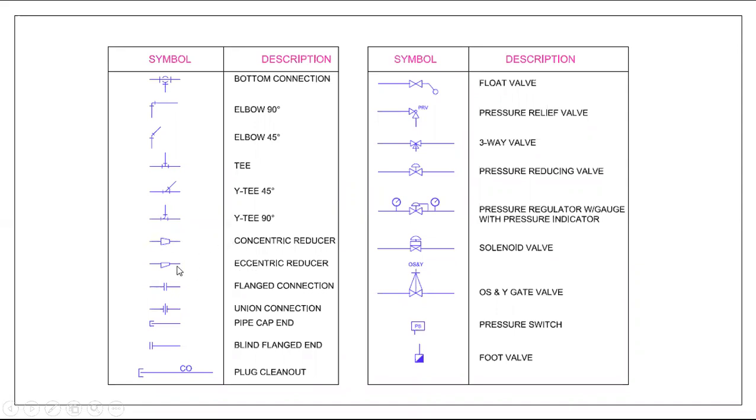In an eccentric reducer, it is not like that. The left side pipe center line and the right side pipe center line are eccentric. Both are offset based on the pipe diameter.